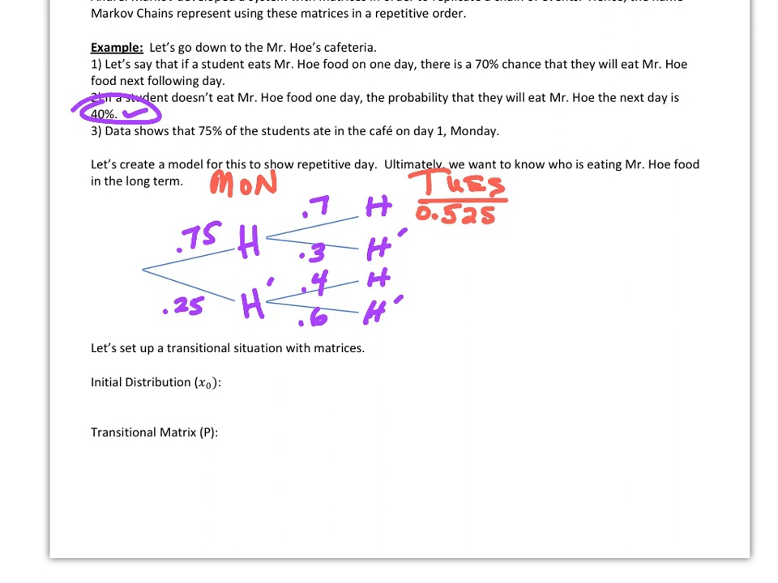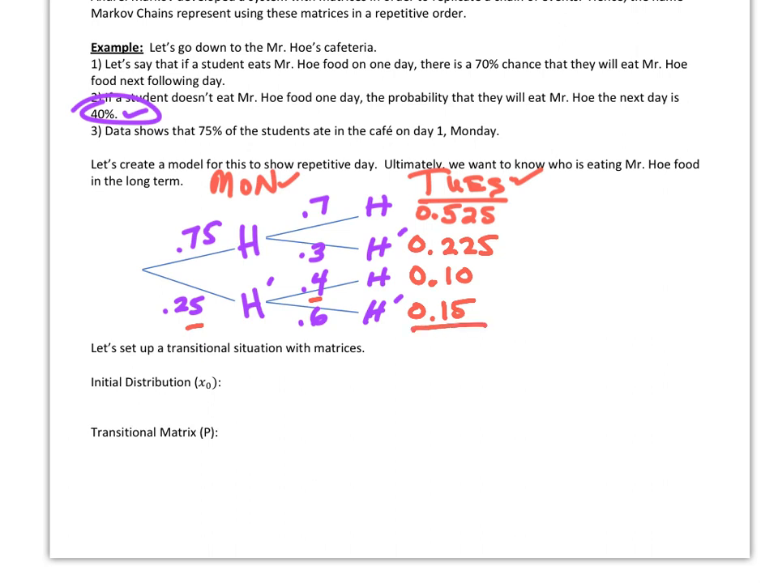Okay? So I want to find out what happens then on Tuesday. This was the Monday, this is the Tuesday. Well, the probability that students who eat Mr. Ho on the first day and the second day is going to be 0.525. How did I get that? Well, I just multiply our probabilities. So to find out how many people eat Mr. Ho on the first day and not Mr. Ho on the second day, I multiply these two. And doing that, what's my value here? 0.225. And I can crank the last two in a similar fashion, and I get the following two values.